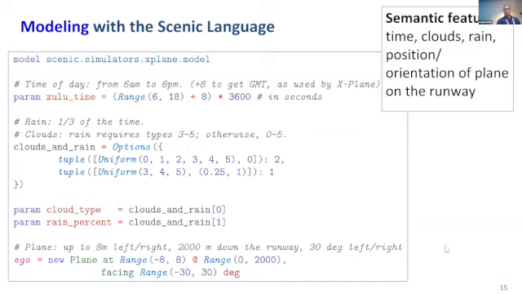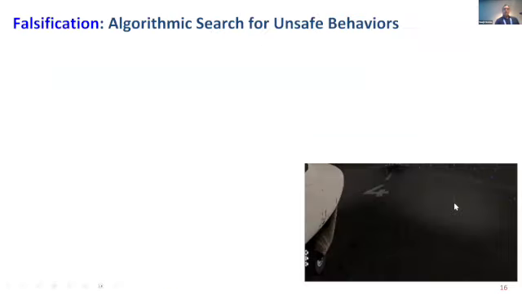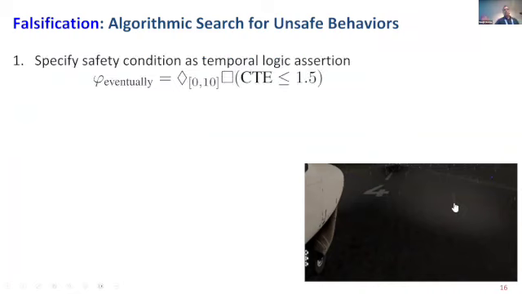Of course, Scenic has a lot more features, as you will see soon. So given that Scenic program, the next step is to specify the safety requirement, which we write in a notation called temporal logic. If you don't know temporal logic, don't worry. I'll just tell you what this means in English. It just means that sometime in the first 10 seconds, the plane gets within 1.5 meters of the center line, and it stays there forever.